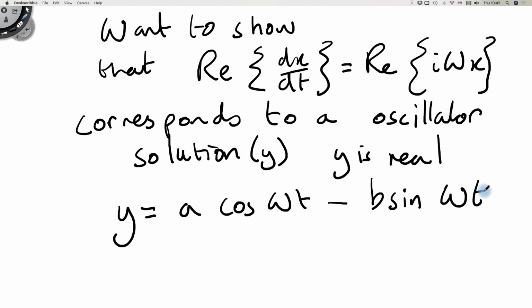It's a little bit involved, this discussion, but that's the basic point I wanted to show you: the solution of dx by dt, when you take the real parts of both sides, corresponds to a cosine solution superposed with a sine solution. So what I want to do next time is show you that algebraically.